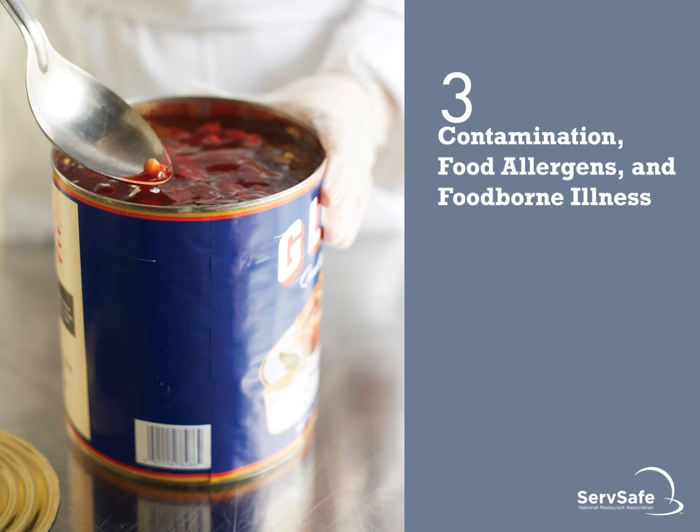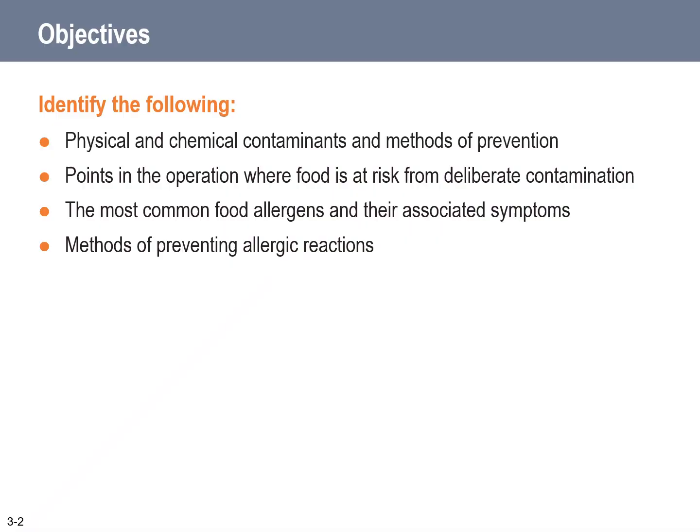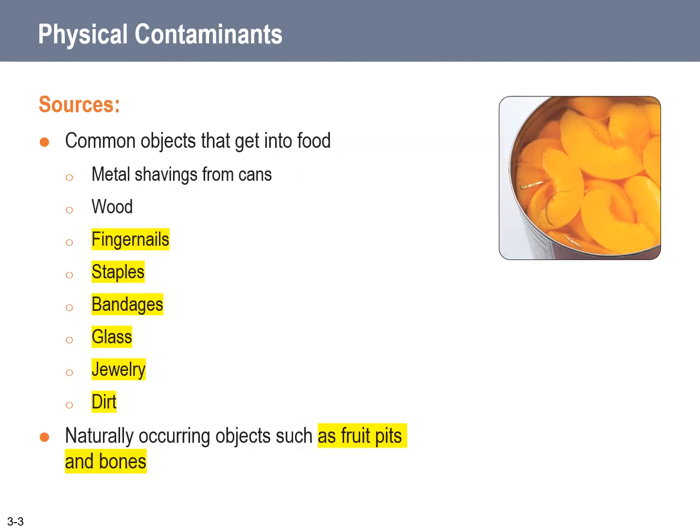Hey everybody, welcome to Chapter 3, Contamination, Food Allergens, and Foodborne Illness. In this, we're going to talk about food allergies, where they come from, and their common symptoms, methods of preventing allergic reactions, physical and chemical contaminants, and how to prevent them, and points in the operation where food is at risk from deliberate contamination. That is when you have someone you have wronged, or they think you have wronged them, and they want to mess with your food to get people sick.